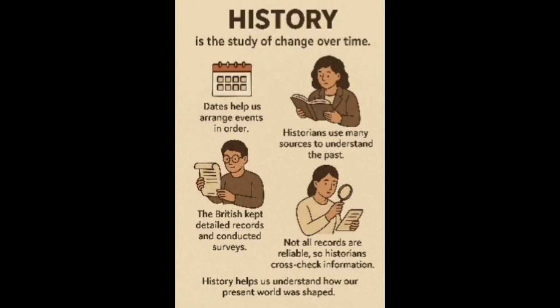History is the study of change over time. Dates help us arrange events in order. Historians use many sources to understand the past. The British kept detailed records and conducted surveys. Not all records are reliable, so historians cross-check information. History helps us understand how our present world was shaped.